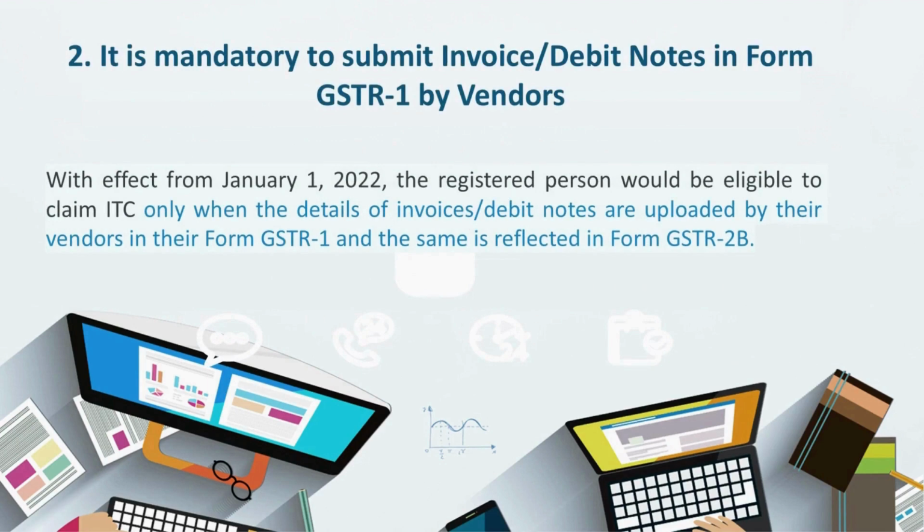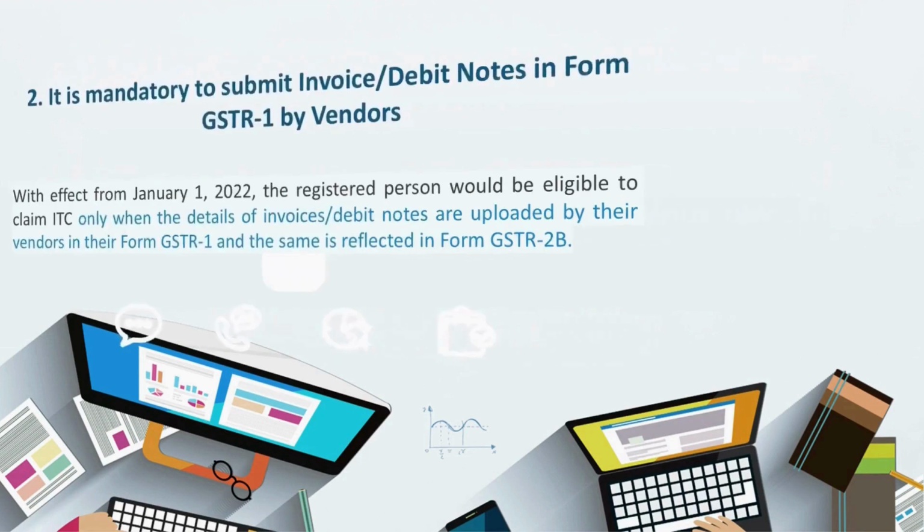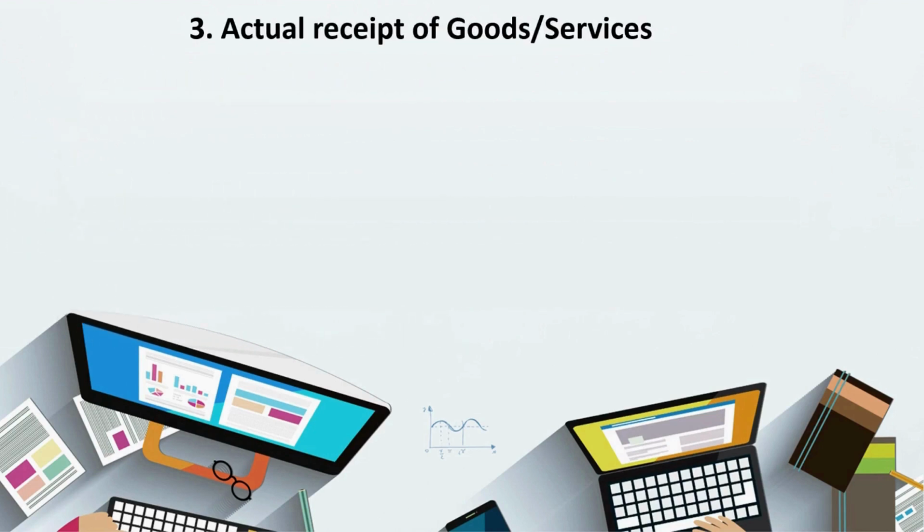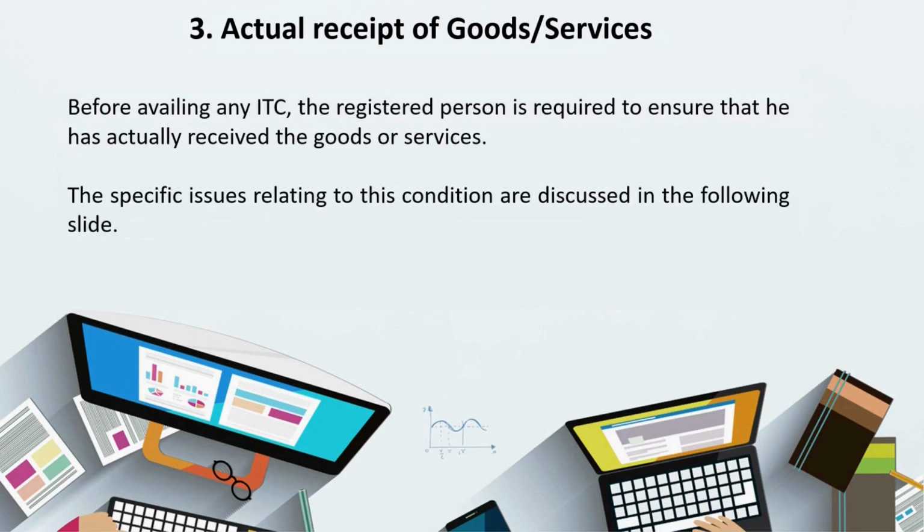With effect from January 1, 2022, the registered person would be eligible to claim the ITC only when the details of invoices or debit notes are uploaded by their vendors in their form GSTR-1 and the same are reflected in form GSTR-2B. Third is actual receipt of goods and services. Before availing any ITC, the registered person is required to ensure that he has actually received the goods or services. The specific issues relating to the condition are discussed in the following slides.